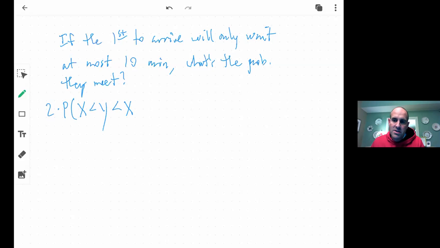Well, what's 10 minutes here? Remember, we're on a number line, and you can't put plus 10 because the number line is only 1 unit total. 10 minutes corresponds to 1/6 of a unit, because that's 1/6 of an hour. So it's going to be X plus 1/6. Why is it 2? Because I could just as well have had Y arrive first, and then it would be Y less than X less than Y plus 1/6. So X gets there first and is only willing to wait 1/6 of an hour, and therefore Y had better arrive exactly in that interval, and I have to double this.